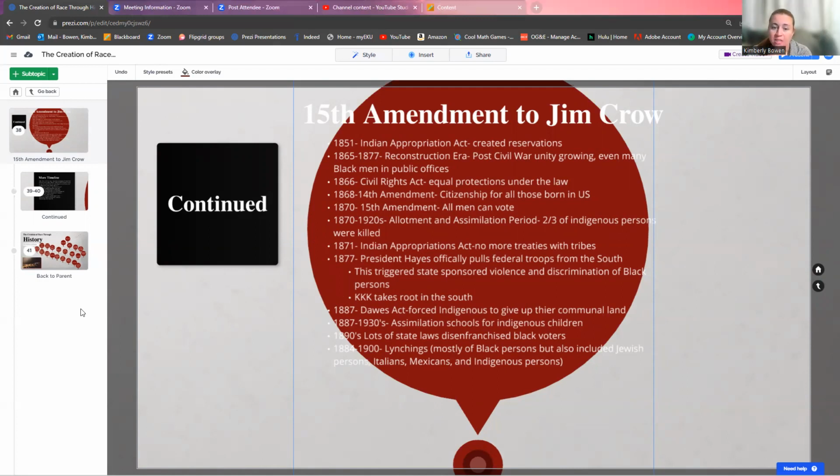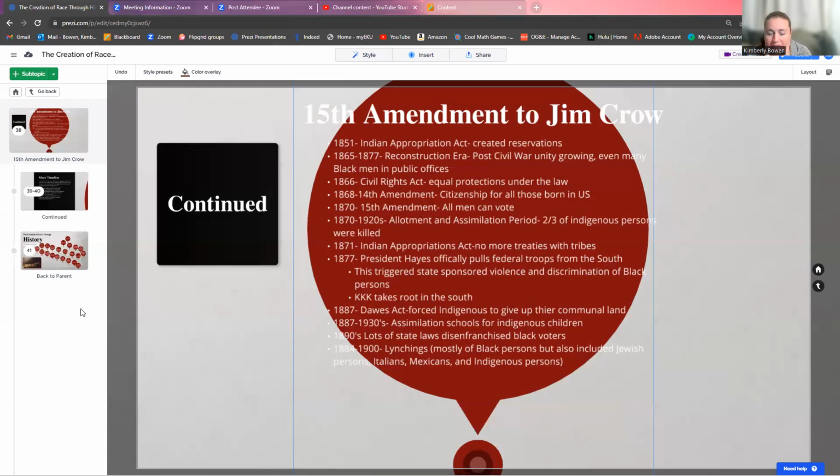In 1866, the Civil Rights Act, where there was equal protections under the law, but it was only for specific protections. In 1868, the 14th Amendment, where citizenship was for all those born in the U.S. And the 15th Amendment followed soon after, where it gave all men, key here, men, the right to vote. Women did not get the right. Well, white women did not get the right to vote until the 1920s. And then Black individuals did not get the right to vote again until the Civil Rights Movement. So we'll get back into that.